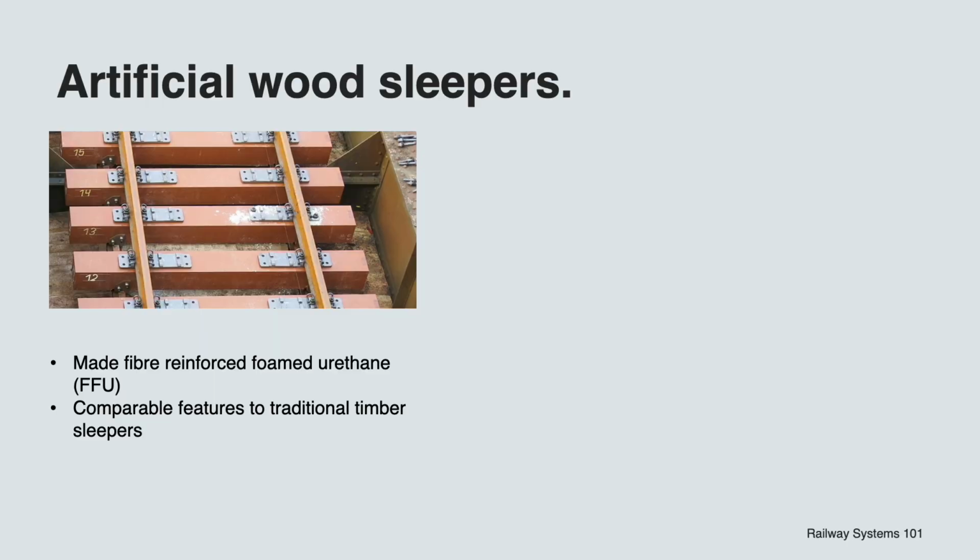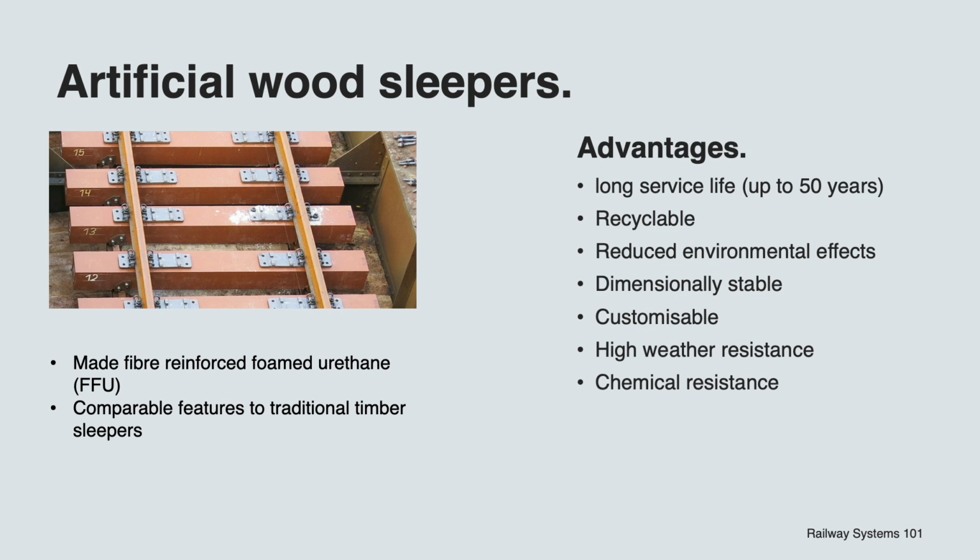Artificial wood sleepers have been used for open steel structures and areas with low ballast height and switches. Their advantages are a very long service life up to 50 years, they are recyclable, and they have a reduced environmental effect because of the lack of impregnation comparable to wood sleepers. They are dimensionally stable and they can be produced in any necessary shape. They are highly weather resistant and they have a high chemical resistance. Their main disadvantage, though, is that the manufacturing costs are about 4 times higher compared to a wood sleeper.